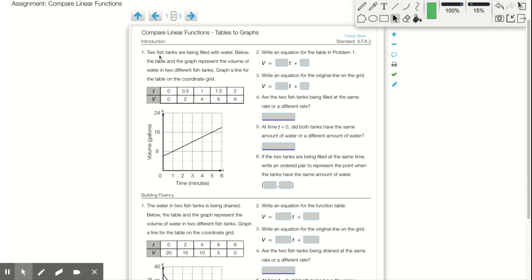So first thing it says, two fish tanks are being filled with water. Below, the table and the graph represent the volume of water in two different fish tanks. Graph a line for the table on the coordinate grid. So this is a different fish tank, so we're going to graph this one. So it starts at 0, 0, then 0.5, 2. All right, 1, 4. Okay, it goes on.